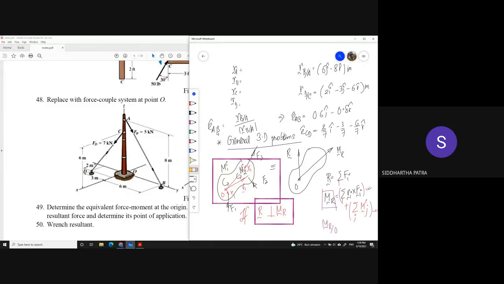And once we have the unit vectors, we can find out FB, which is the magnitude FB times EAB. And same thing applies to FD. So how much is FB then?